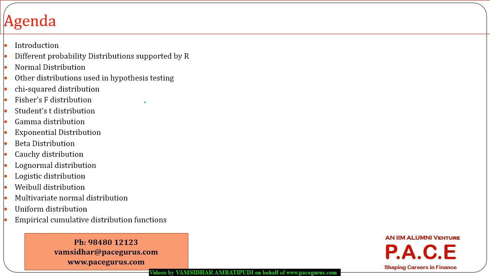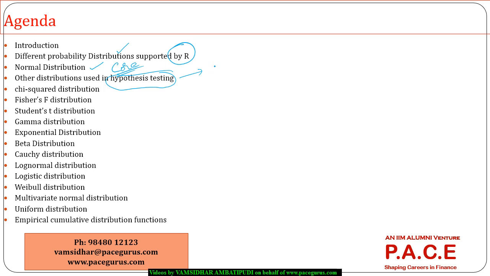So agenda wise, we would talk about the different probability distributions that are supported by the base R package. The base R, we are not talking about additional packages here. Different probability distributions that are supported by R. We'll spend some time understanding the normal distribution, which is one of the core distributions for a lot of business applications. Then apart from normal distribution, there are a few more distributions that are used in hypothesis testing.